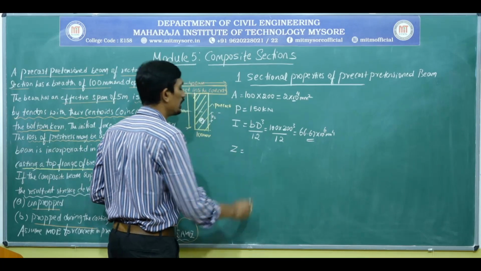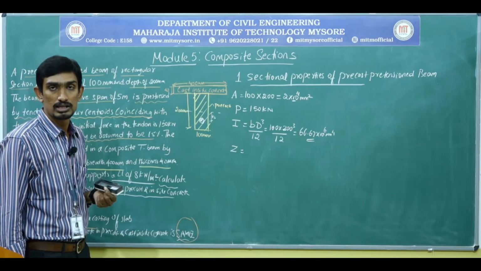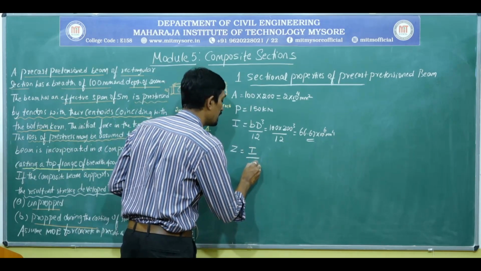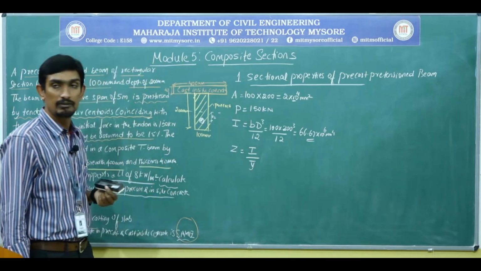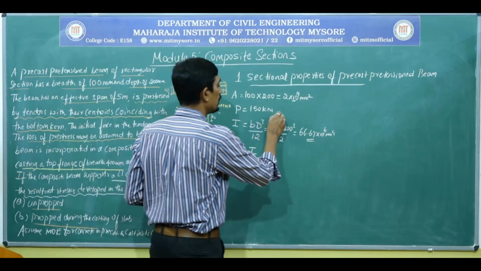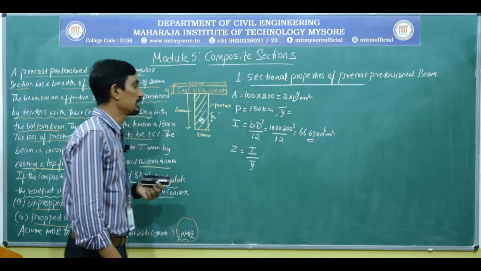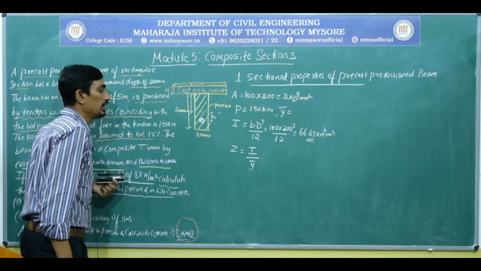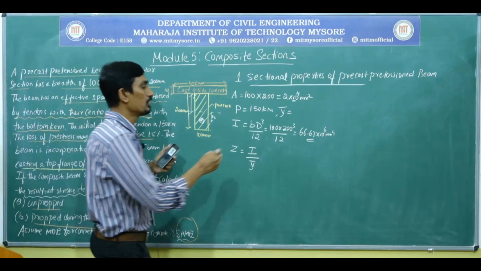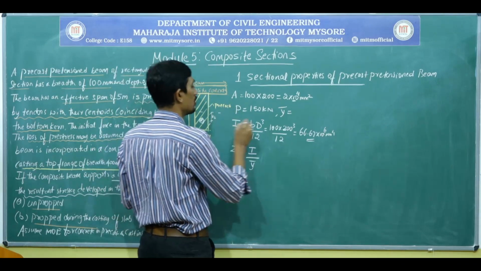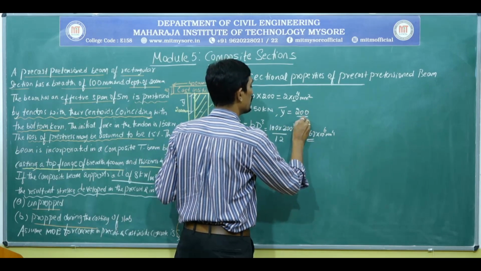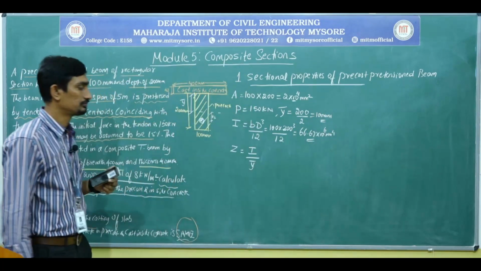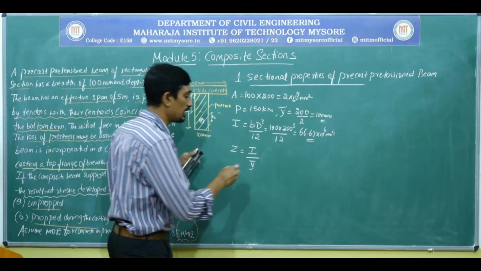sectional modulus, you already know Z. The formula is I divided by y bar, and y bar we already know. What is y bar for a rectangular section? Since it is a symmetrical section, y bar will be 200 divided by 2, which is equal to 100 millimeter.